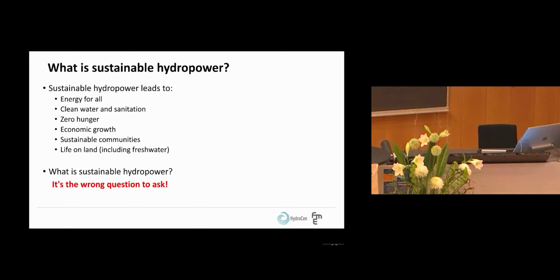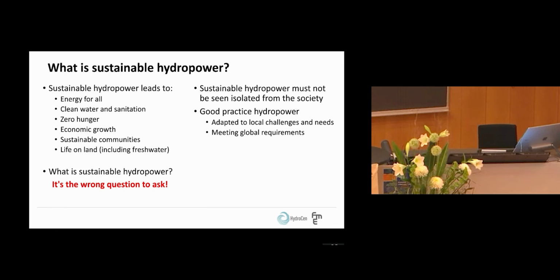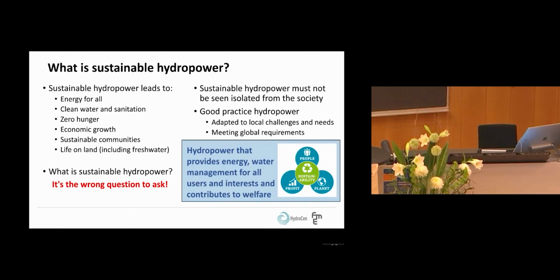I think that's the wrong question to ask, because we cannot see hydropower isolated from the water and from society. Rather, we should look at hydropower that provides energy and water management for all users and interests, and also contributes to welfare. This is more in line with the development goals. Hydropower alone is too isolated, because it's in the catchment, it's in all the ecosystem services, the goods to the people that the river gives to us. We have to look at that, not only the hydropower.